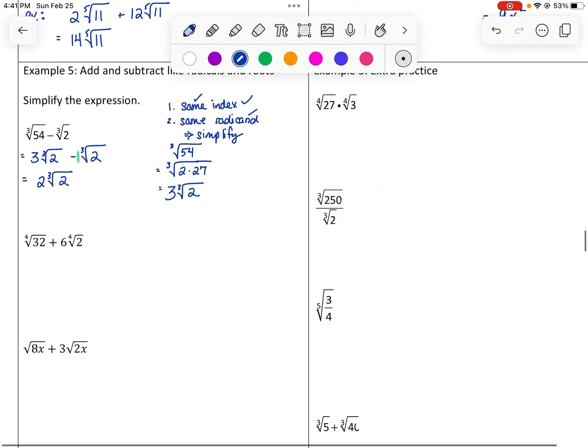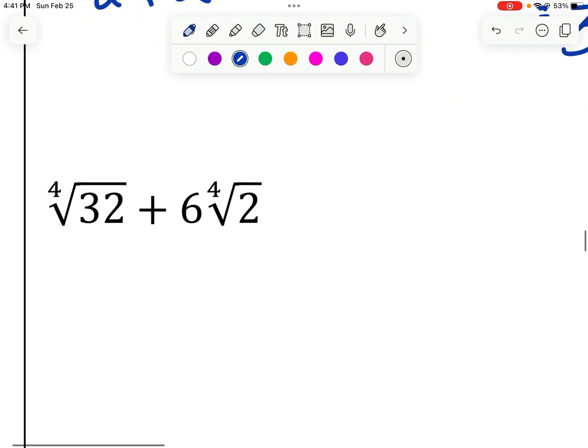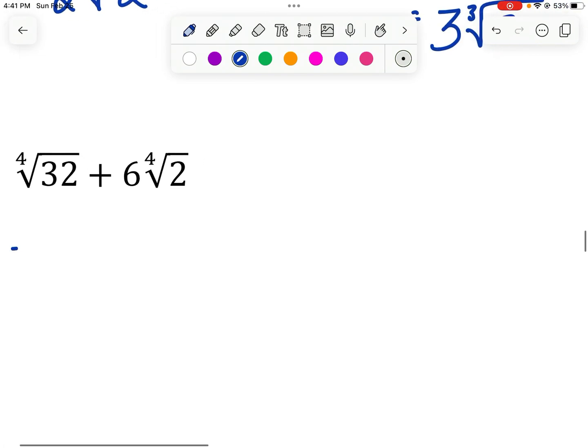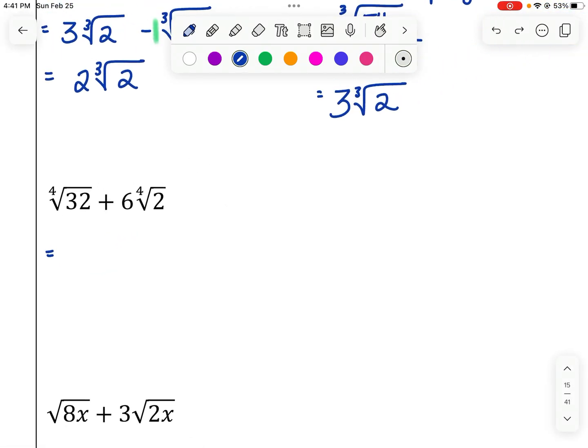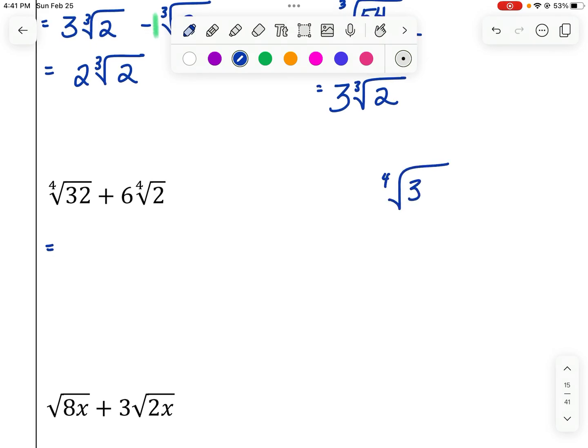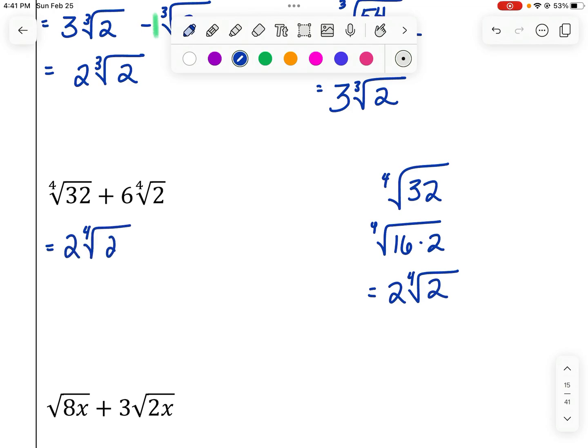So why don't you now try the next problem, and then you can come back to check your work. With this one, we have the same index. Great. We don't have the same radicand. So I have the 4th root of, actually, I'll simplify that off to the side. The 4th root of 32. Well, 32 is equal to 16 times 2. The 4th root of 16 is 2. So I have 2 4th root of 2 plus 6 4th root of 2, which leaves us with 8 4th root of 2.